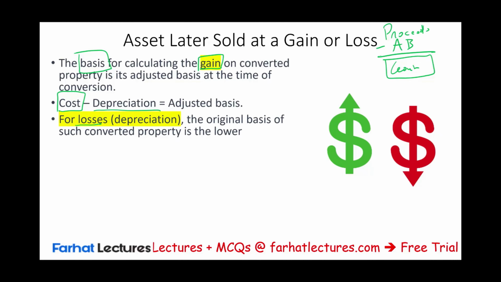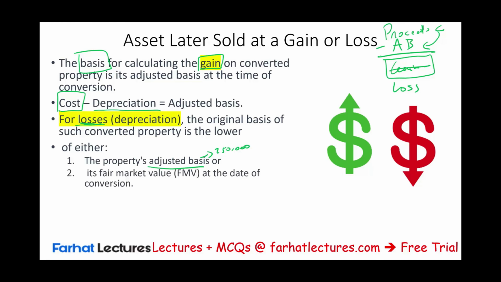For losses, if we sell this property and the proceeds are less than the adjusted basis, we have a loss. If we have a loss, how do we compute the adjusted basis to compute the loss? We're going to look at the property adjusted basis. You remember my property adjusted basis was 250. We're also going to look at the fair market value. The fair market value for my property was 300,000.